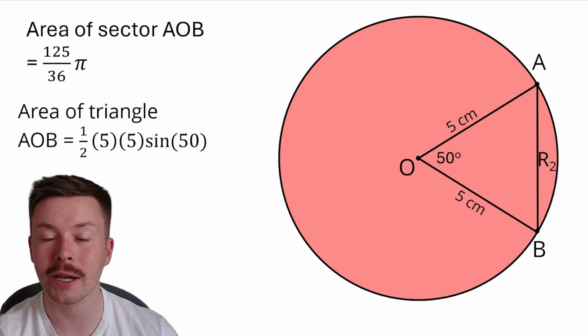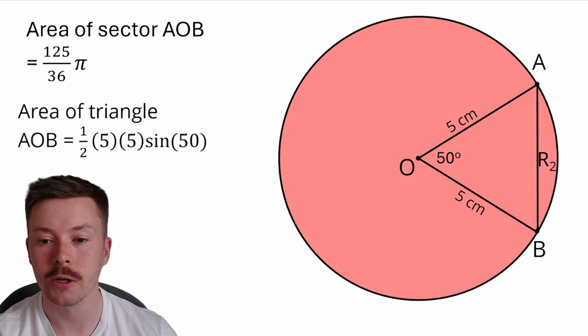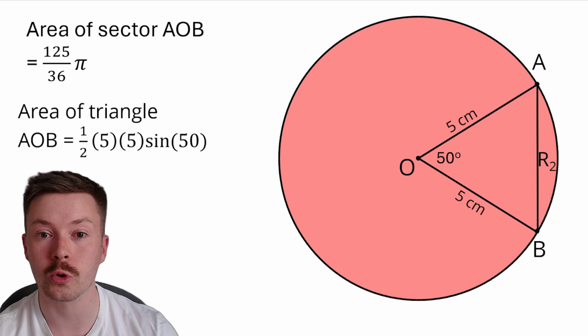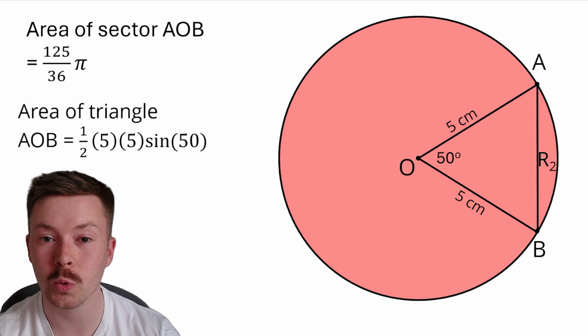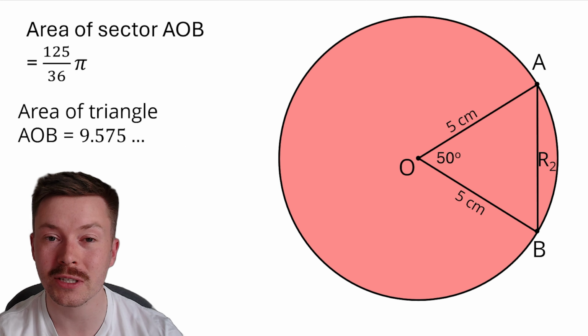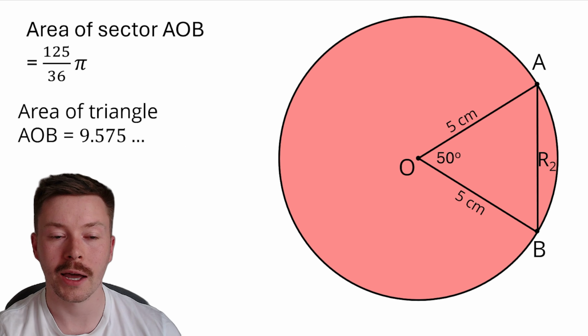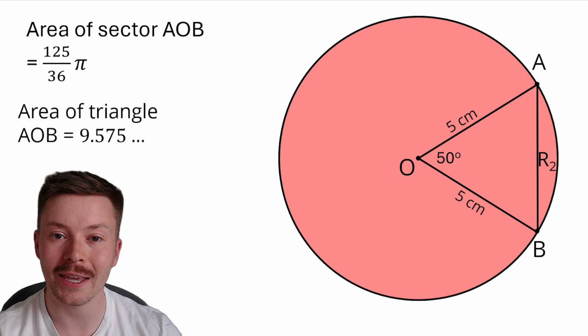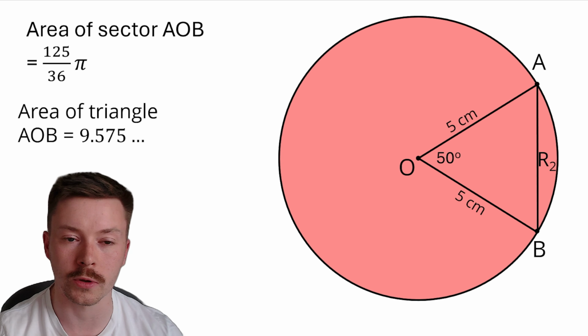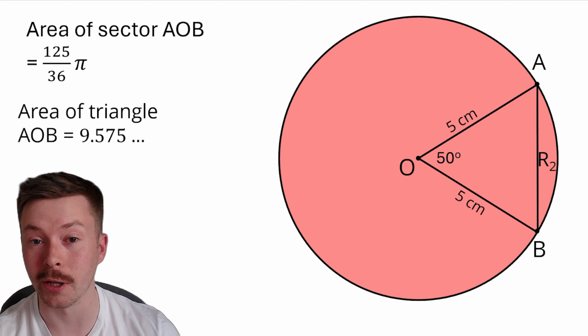We then need to work out the area of the triangle. To do that, I'm going to use a half ab sine C, where a and b are two sides of your triangle and C is the angle in between those two sides. That gives an answer of 9.575 dot dot dot. And now I've put dot dot dot because that is a decimal that continues. However, I can't write down all the decimal places all the time. I mean, I could do, but it'd be a lot of numbers.